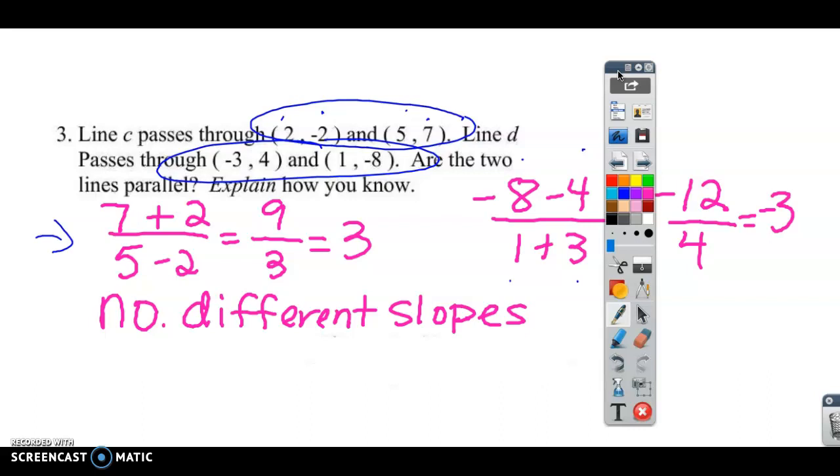So you would say, are the two lines parallel? No, they are not. Are they perpendicular? No, they are not. They're just different slopes.